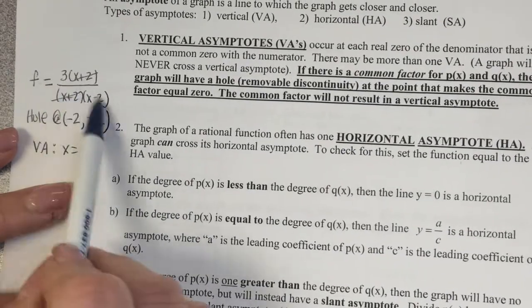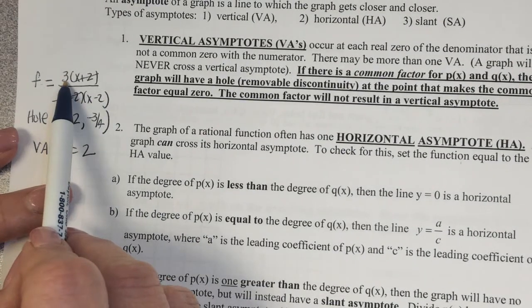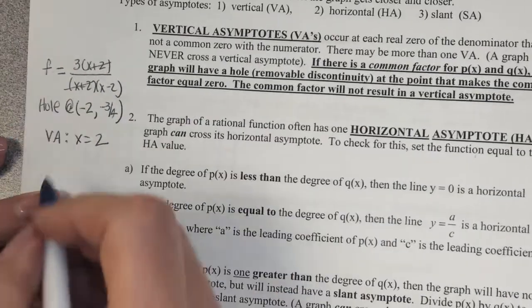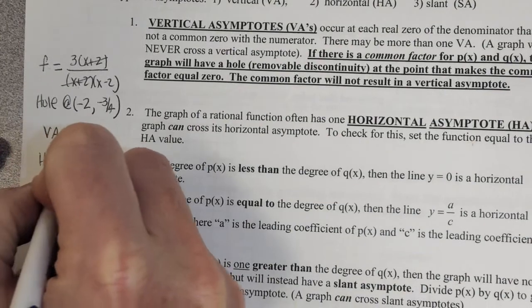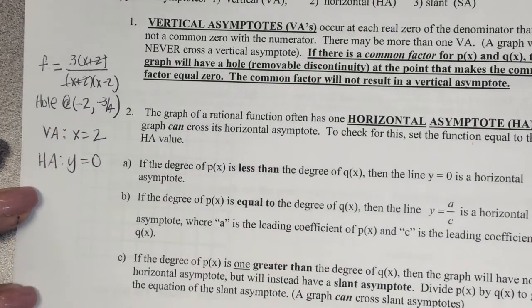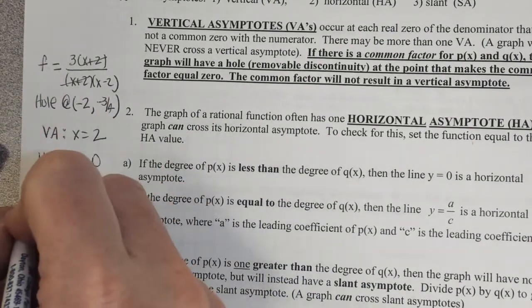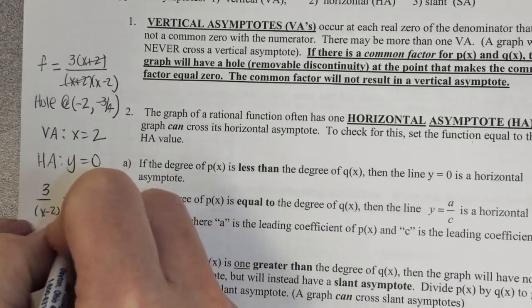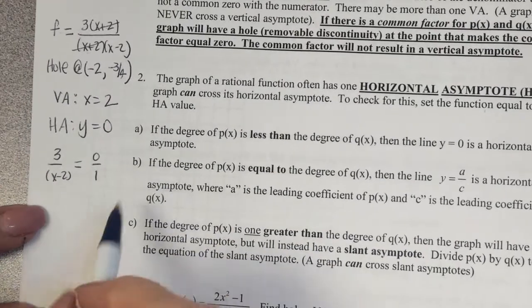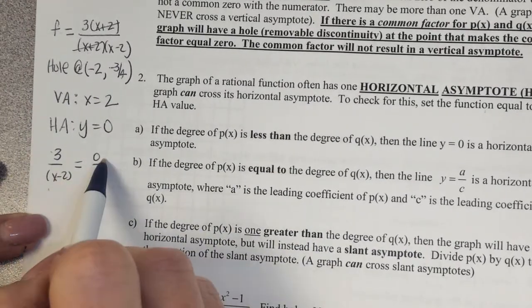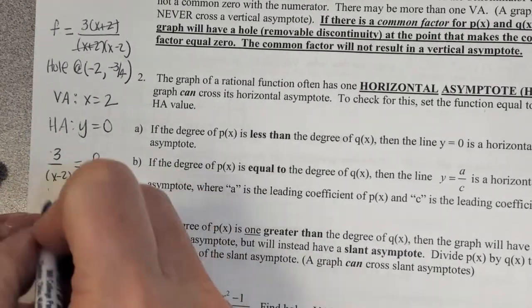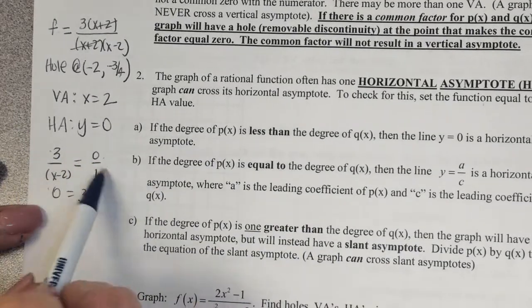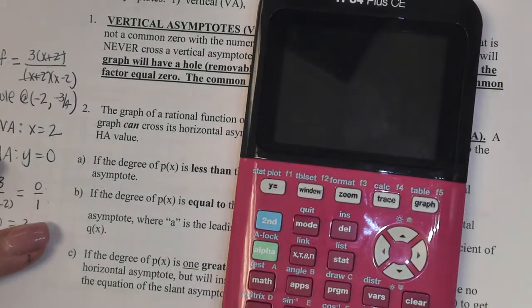So looking back here, the degree here is 0 because we don't have an x. The degree here is 1. This degree is lower. That means we're going to have a horizontal asymptote at y equals 0. I take this simplified form, this 3 over x minus 2, and I say, can that ever equal 0? Think about it logically. 3 divided by something has to give us 0. No. Cross multiply, you get 0 equals 3. You can't even solve it. So this will not cross the horizontal asymptote.